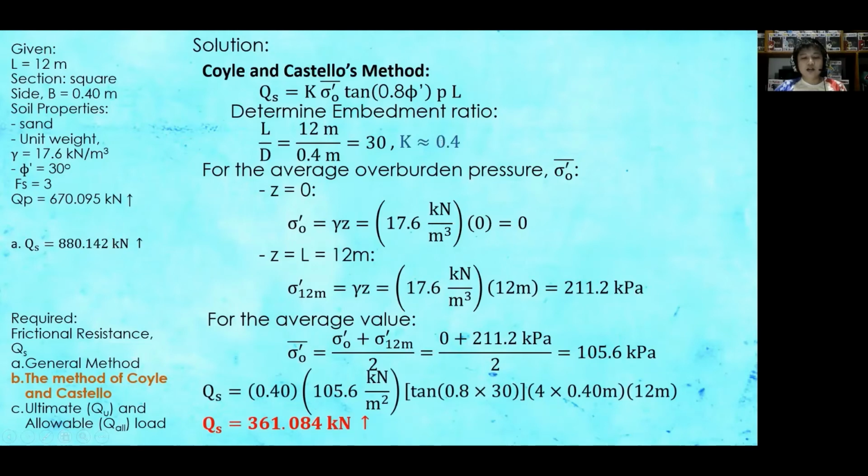Thus, for our Q sub S, it is equal to 0.4, the K value, times our sigma O prime bar, which is 105.6 kilonewtons per square meter, times the tangent of 0.8 times phi prime, that is 30 degrees. Multiply these two by the perimeter. Again, we have a square with 4 sides times 0.4 meter each side. Then multiply by the total length, which is 12 meters. Thus, our Q sub S is equal to 361.084 kilonewtons.